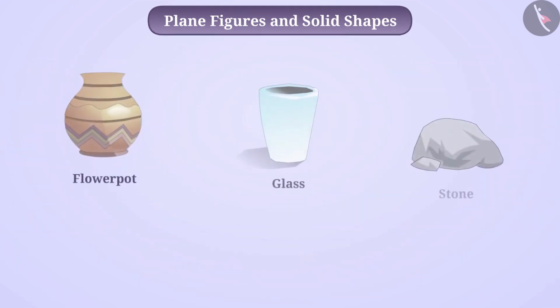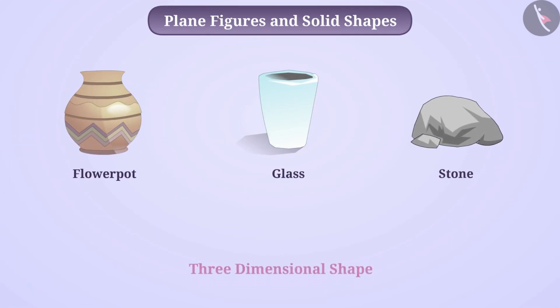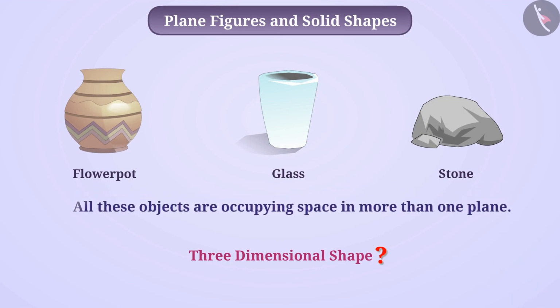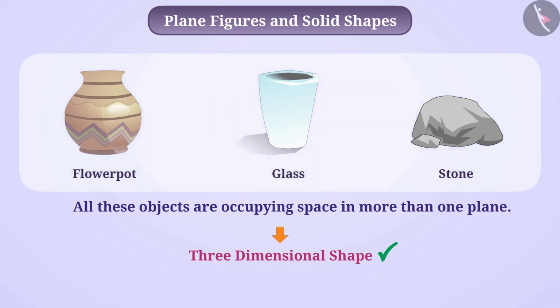Now look at these shapes. Are these also a three-dimensional shape? Think. Let me tell you, here we can see that all these objects are occupying space in more than one plane. So we can say that all these objects are three-dimensional shapes. Look around your surrounding and find out which objects are three-dimensional.